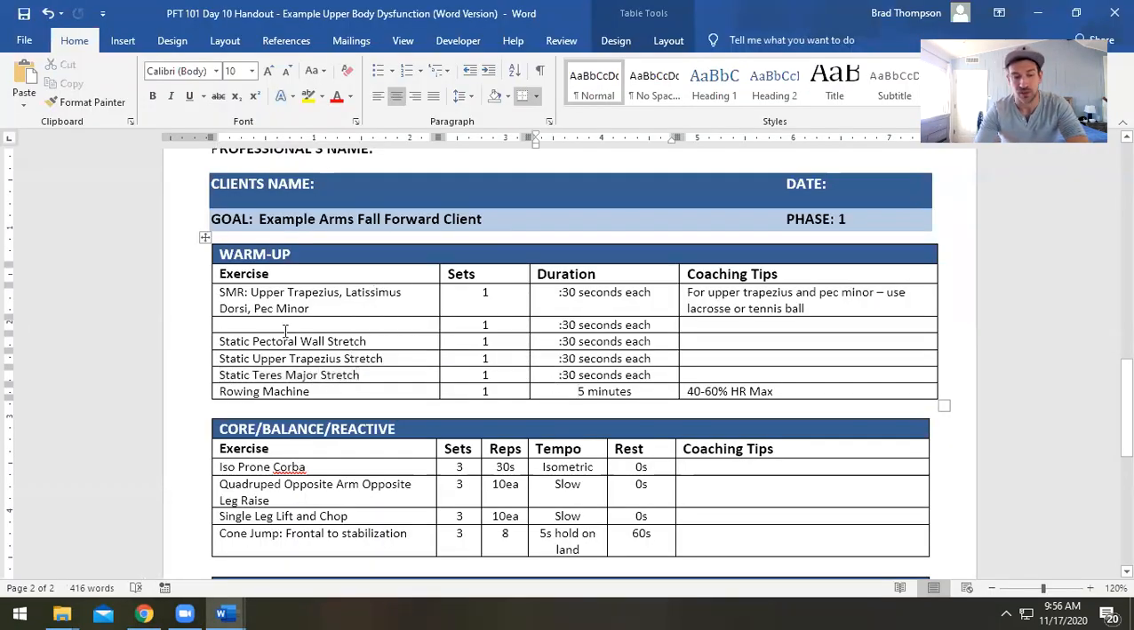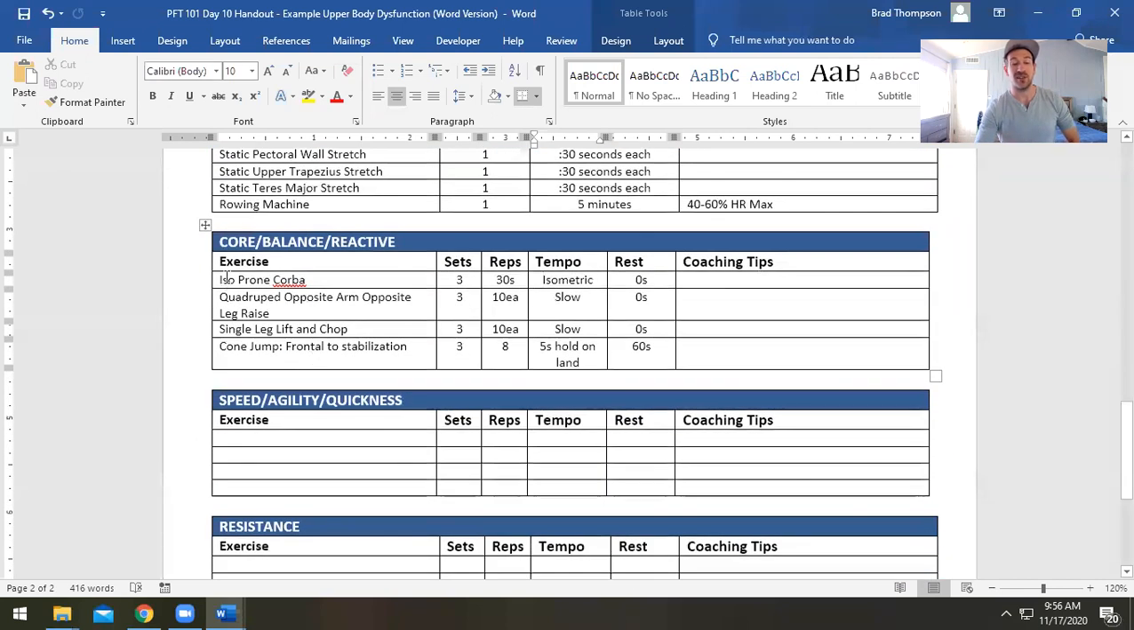Again, we're going to do each of these for 30 seconds. Then we'll put them on a rowing machine for 5 minutes for our cardio, right? You'll notice we changed it up. Normally it's treadmill, 5 minutes. This time we decided to do the rowing machine because that's going to focus a lot on pinching those shoulder blades back, getting those rhomboids activated, getting those middle traps activated.